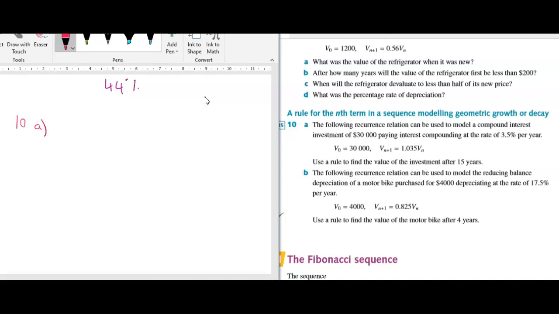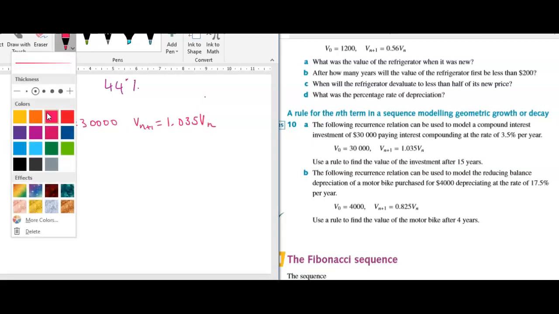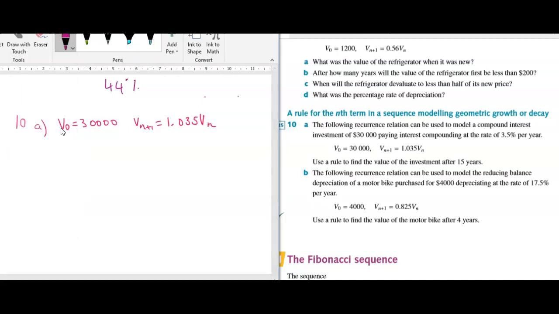The following recurrence relation can be used to model a compound interest investment of $30,000 paying interest compounding at the rate of 3.5% per year. Cool. Use a rule to find a value of the investment after 15 years. So we've got V0 equals 30,000. So this is just your recurrence relation. Now, your rule, let's do it in a different color, is Vn, your value, 1.035, your common ratio to the power of n, times your initial value.